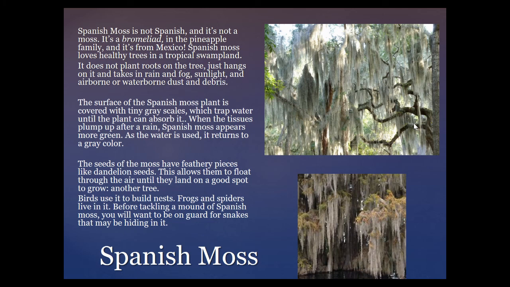And so the seeds that are on the Spanish moss are kind of like dandelions. So that means when the wind blows or when they get blown off, they can float through the air just like a dandelion until they can find a good spot to grow. Now, where do you think a Spanish moss seed would want to grow? On a tree, because that's where it lives, and on a tree.